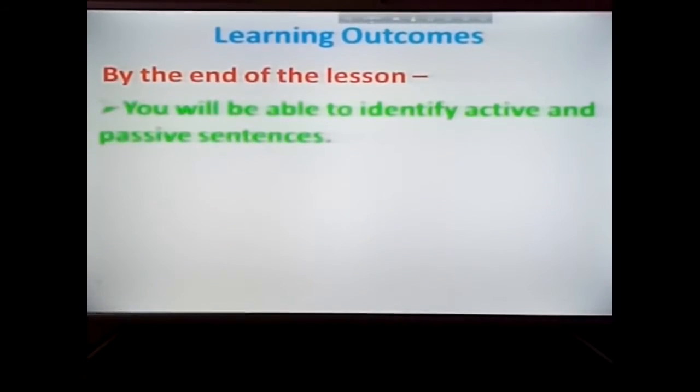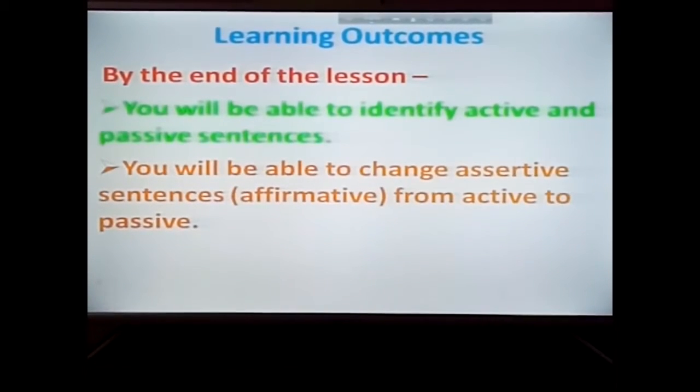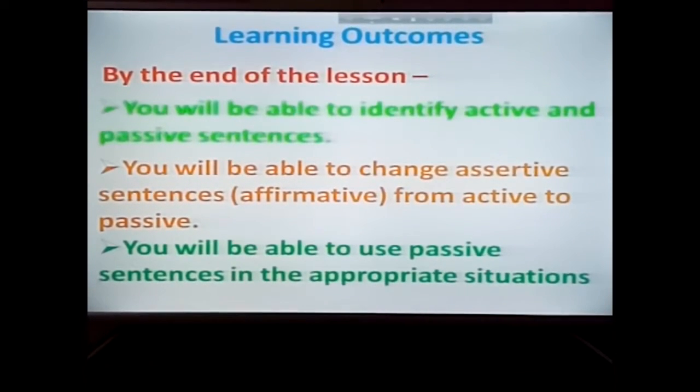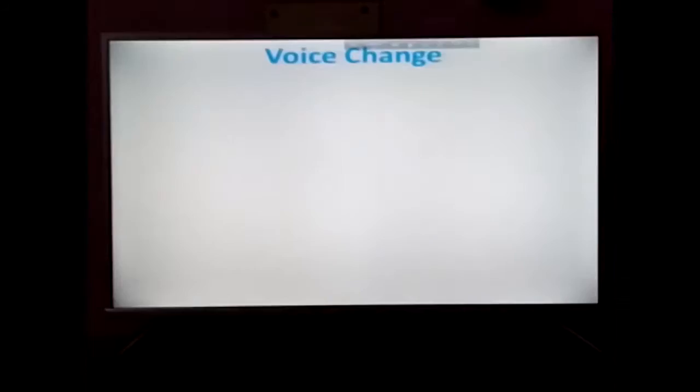At the very outset of the lesson, I'd like to show you how you'll be benefited from this lesson. By the end of the lesson, you'll be able to identify active and passive sentences. You will know which sentences are active and which are passive. You will also be able to change assertive-affirmative sentences from active to passive, and you will be able to use passive sentences in the appropriate situations. You will know when and why you should use passive sentences.